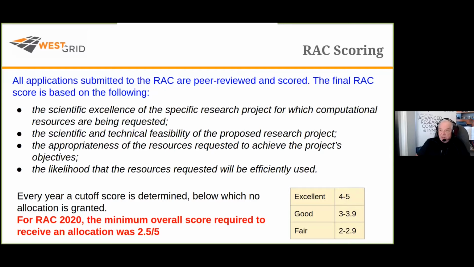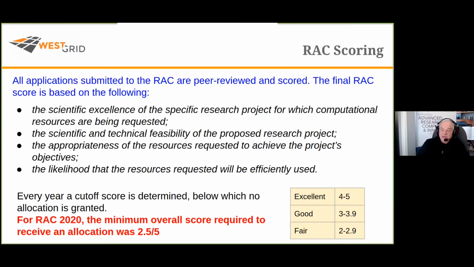So indeed, for the RACs, all the applications are peer-reviewed and scored. There is a set of principles, starting with scientific excellence of the research project. I'll note that the first bullet says of the specific research project. This came out of a retrospective that we do with the chairs of the peer review committees, where we ask them what we should change every year. They felt that there was too much discussion of the overall science that a project was doing, and that one should focus more on the actual project being undertaken rather than the broad picture. So that's new wording, the specific research project. So be aware of that one.